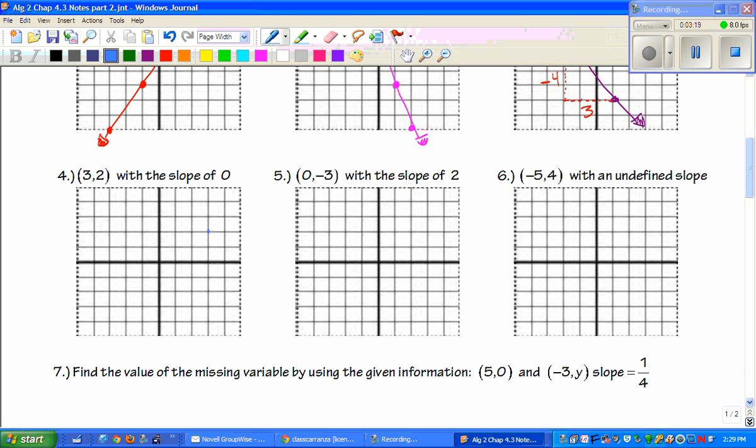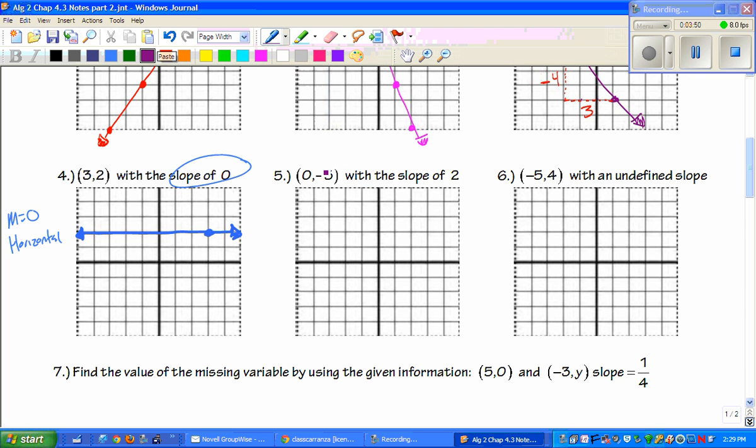So at 3, 2, there's our point, and we have a slope of 0. Now, if you remember from yesterday, when m equals 0, that is a horizontal line. So from here, you should be drawing just a horizontal line going across. And that's all you have to do for that one. Just one of those ones that you need to know.